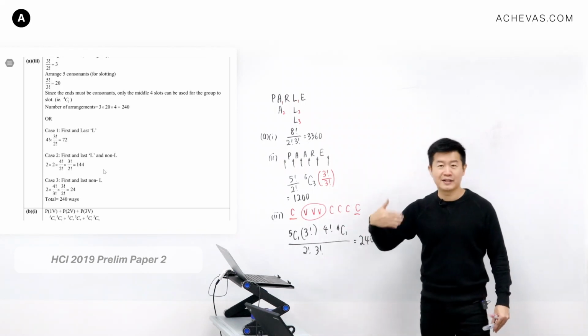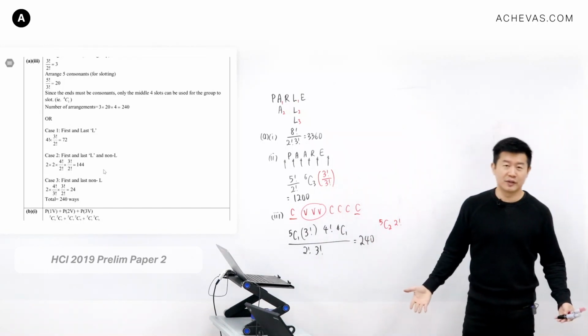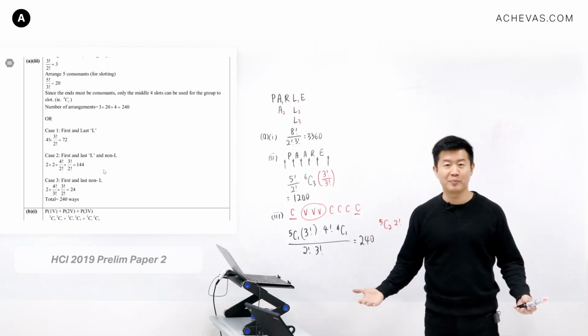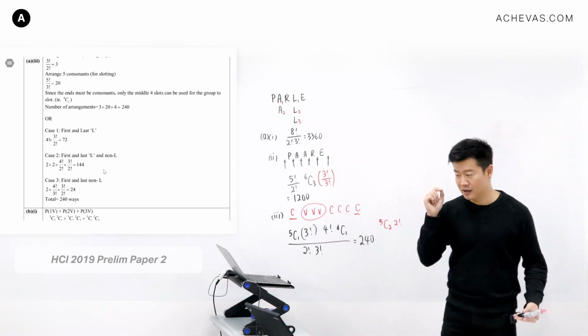If I cannot calculate faster than I count, then there's no point for me to learn P&C at all, because whatever I can count, I can really do with or without P&C. Any question?